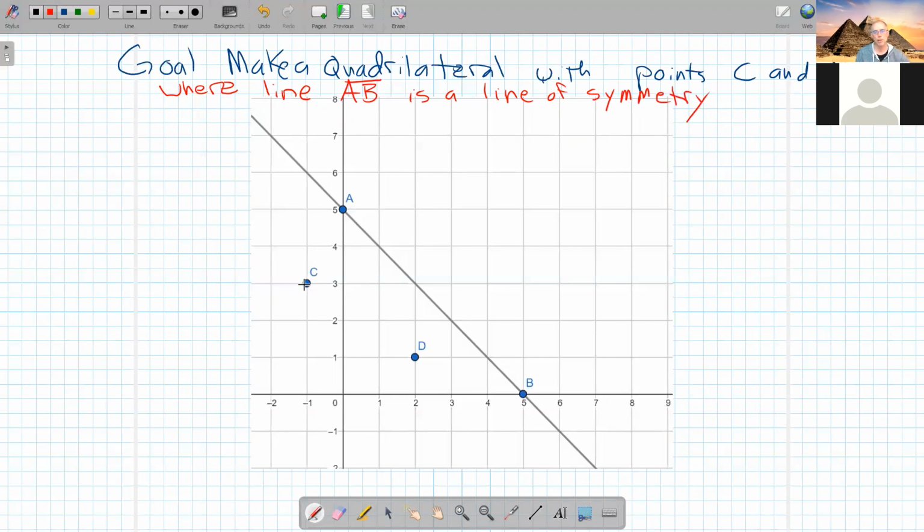So for that to happen, what I have to do is draw a perpendicular line from C through AB, and then find C's partner on the other side there. So coming from here, we have to head through at a right angle, which looks like about there. Again, I need to be pretty sure that this is a right angle. And then whatever this distance is from C to the line of symmetry, I need to match it out here.